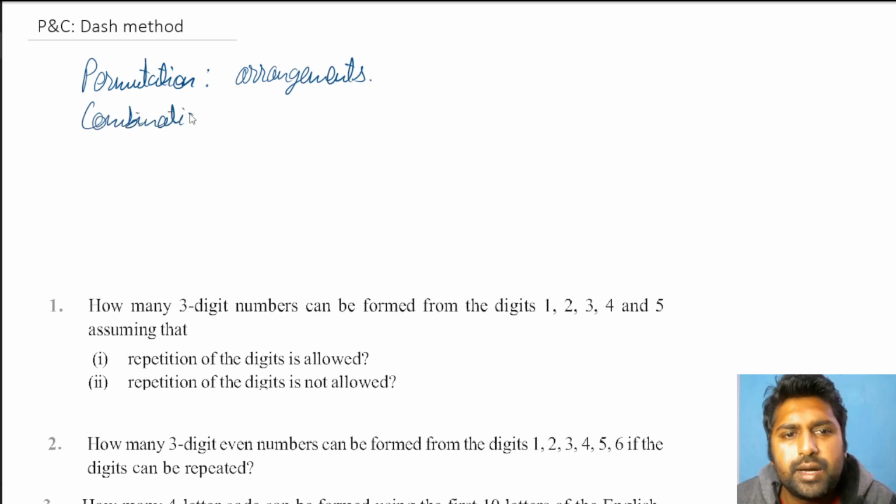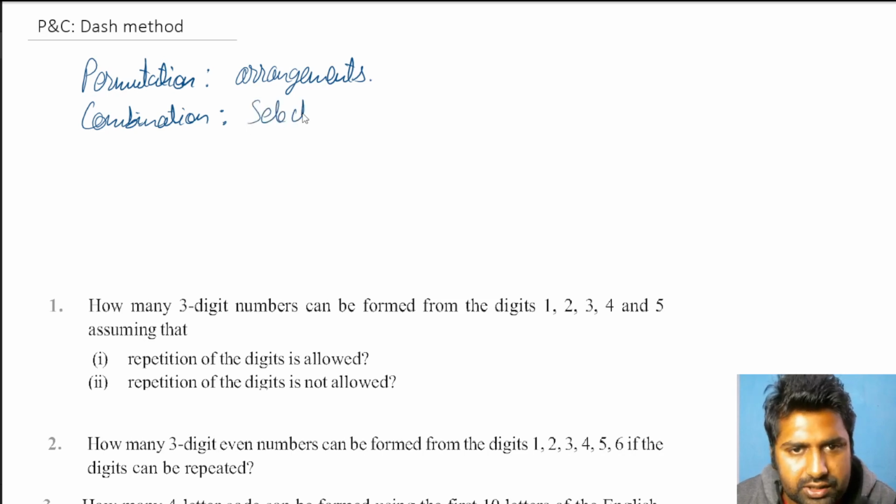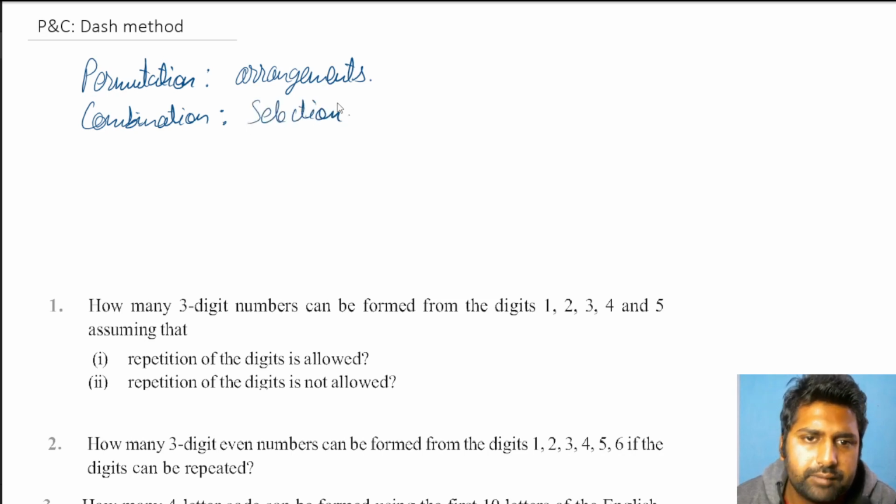Suppose you are in a class and you are making a team of 5 members. In that, arrangement doesn't matter, meaning which people get selected in which order doesn't matter. It's just the selection that matters, that is, who gets selected or not. So combination is all about selection.